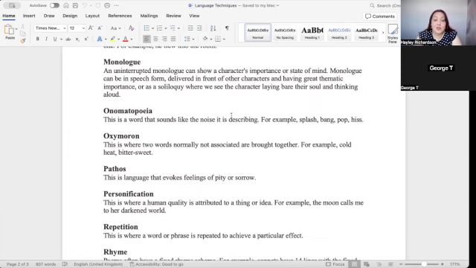Onomatopoeia. This is a word that sounds like the noise it's describing. For example, slash, bang, pop, hiss. Oxymoron. This is where two words normally not associated are brought together. So, for example, cold heat and bittersweet.